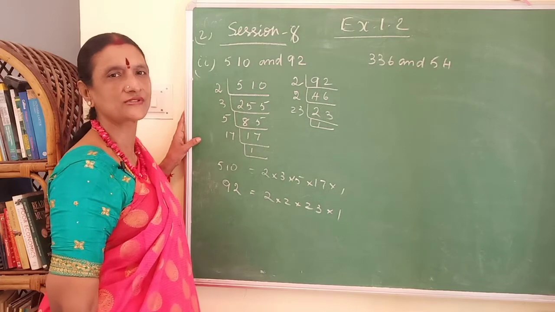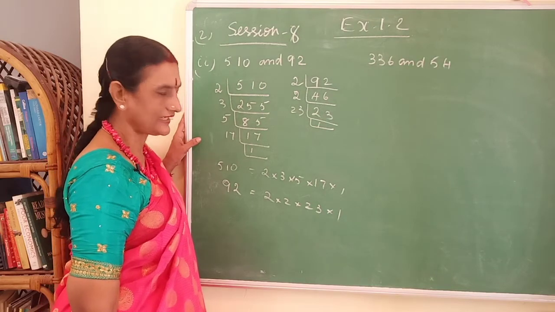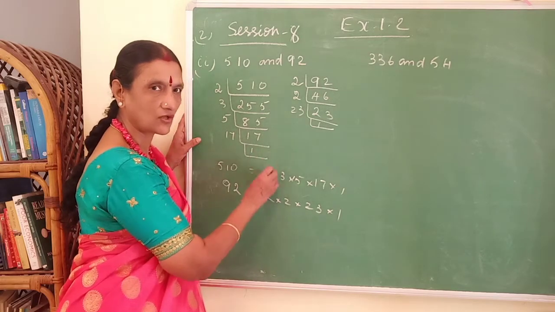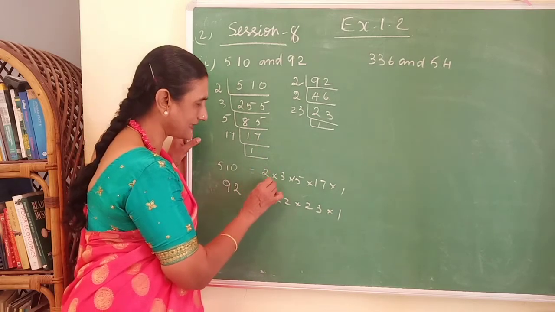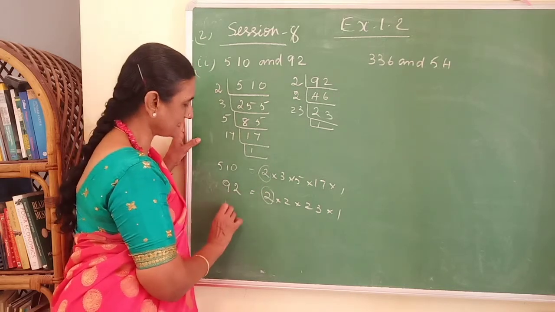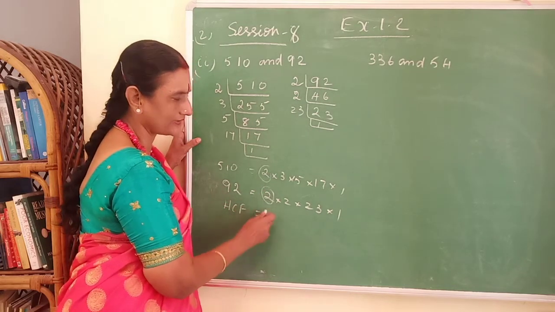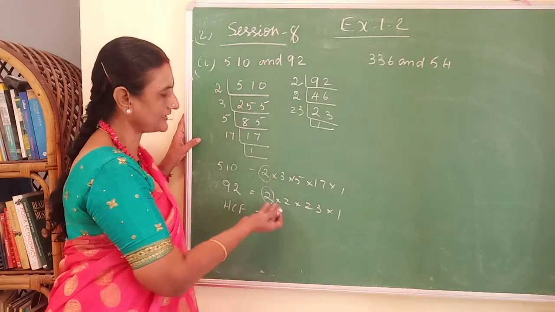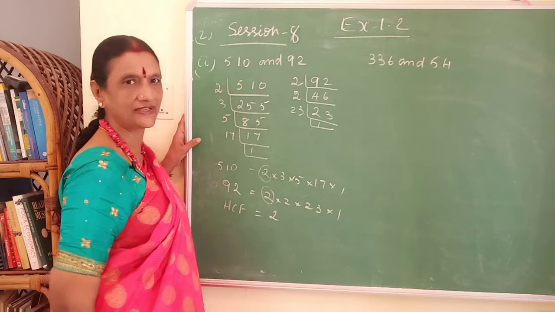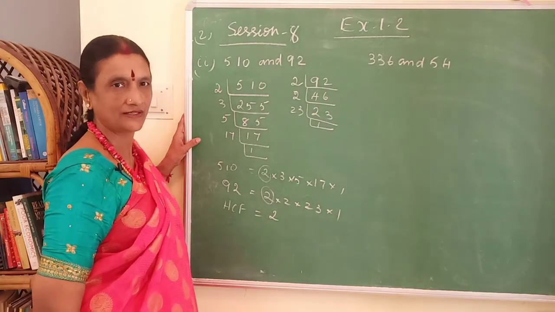Next we have to choose the HCF. Now look at these two factorizations. Only one 2 is common to both. Therefore I just circle this 2, and 2 is the HCF. 1 and 2 are the only common factors, and out of that 2 is the bigger number. Therefore, we can justify taking HCF as the number 2.